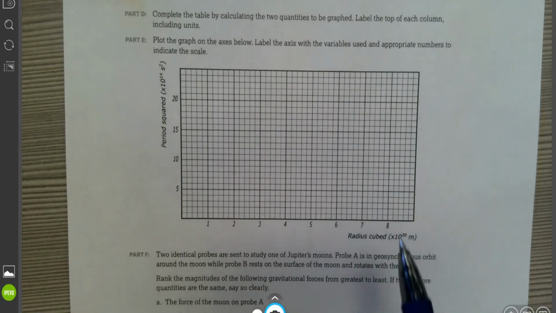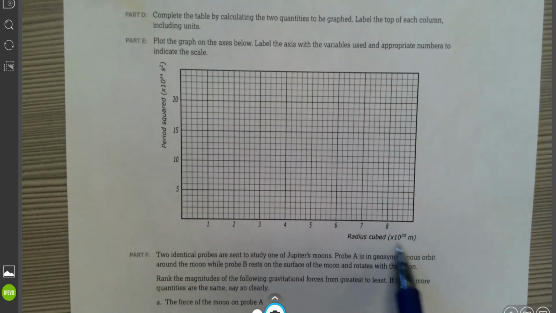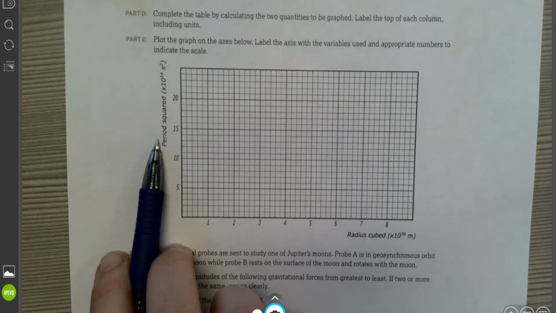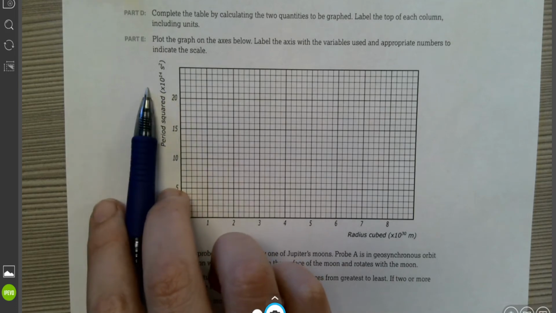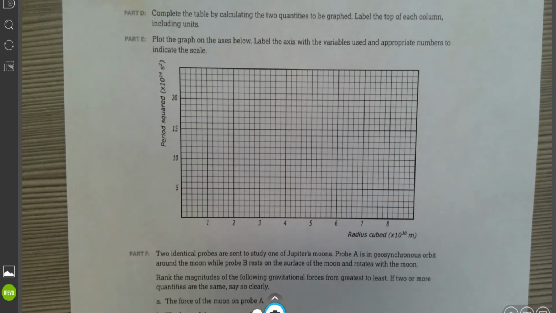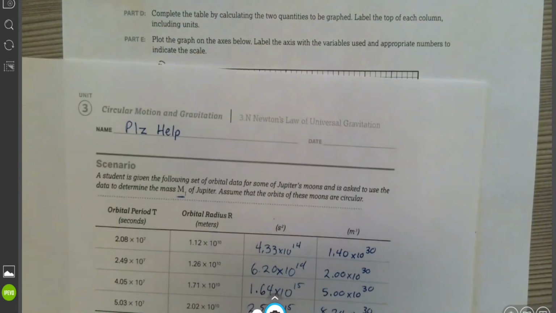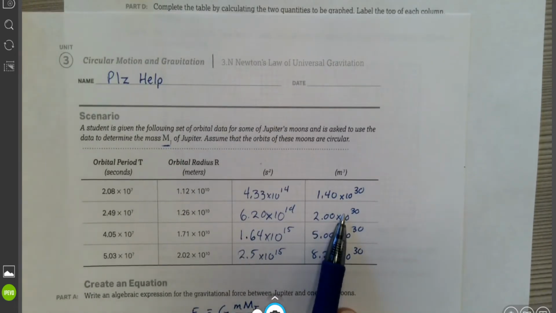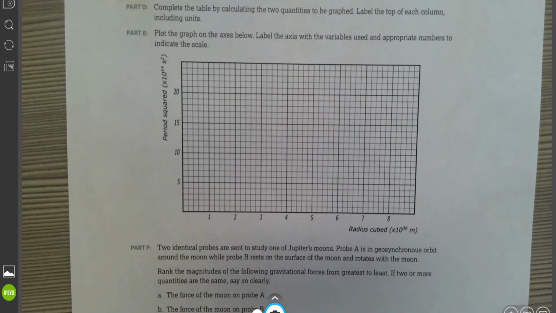Okay, so it looks like it gave to us radius cubed, and all of these are going to be times 10 to the 30th, so that was already nice of them to give that to us. And then over here, the period squared is on this side, and every one of those is times 10 to the 14th. So we can look at our data from the columns before, and we can graph these two columns that we have for our period squared and our radius cubed. So we're going to do that, okay? And we're going to get some values from this as we continue to move those up.